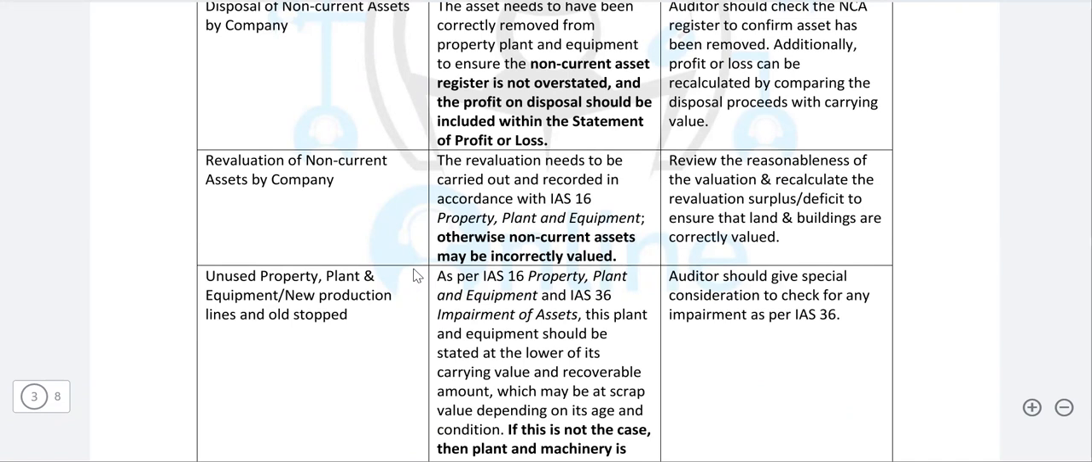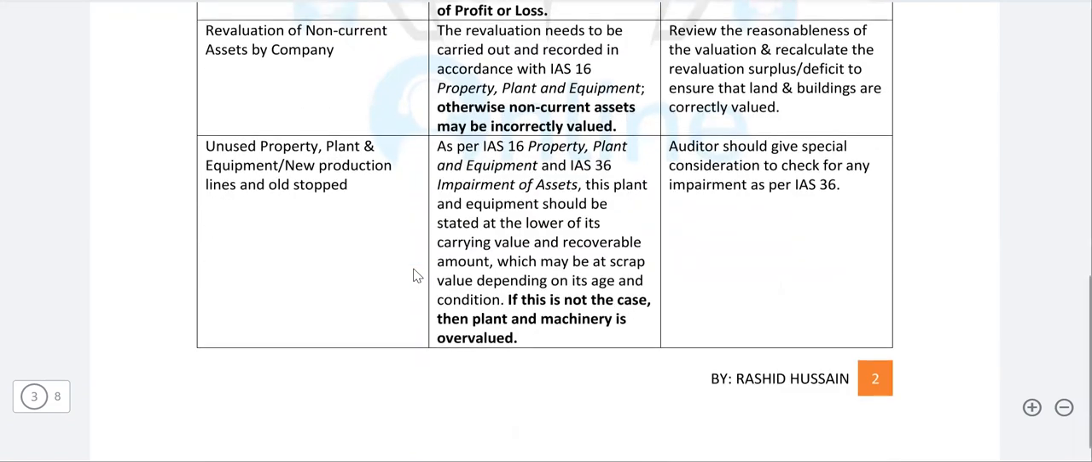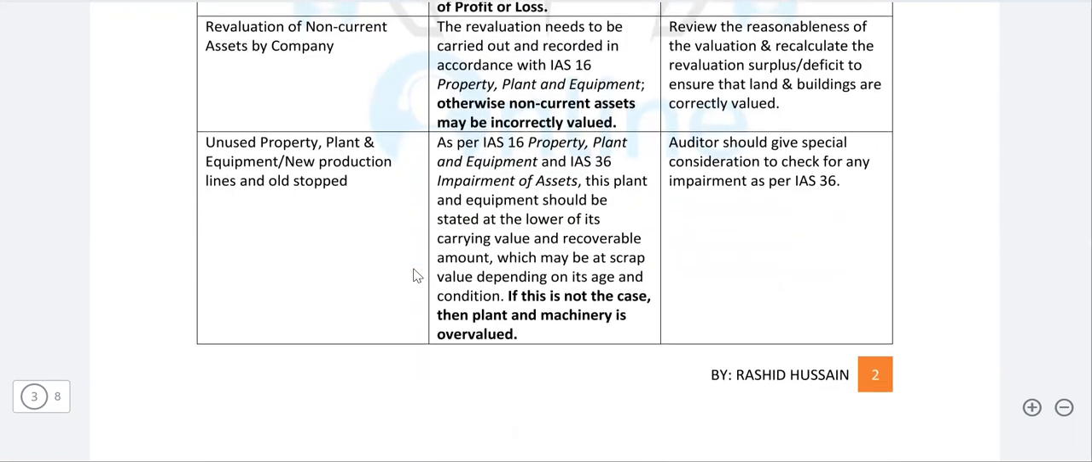There is a risk that the gain or loss on the revaluation may be recorded in the profit or loss rather than OCI, resulting in the misclassification of the gains and losses. So there are so many things we can write pertaining to the revaluation, but we will stick to the generic one. Then we have the unused property, plant, and equipment.